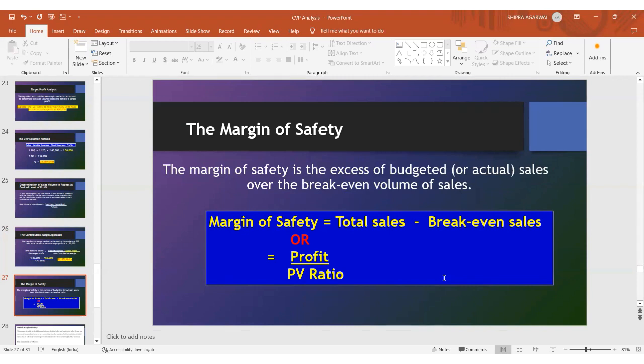Now we have another concept that is known as the margin of safety. The margin of safety is the excess of actual sales over the break-even sales. If I do not use the word actual, I can use budgeted, if I'm planning for the upcoming future. So that means whatever extra I am selling apart from my break-even sales, that is my margin of safety. So I can simply write my margin of safety as total sales minus the break-even sales, or I can also write it as profit upon PV ratio. Both are one and the same thing, right? If you just keep on expanding this, you will get this all.